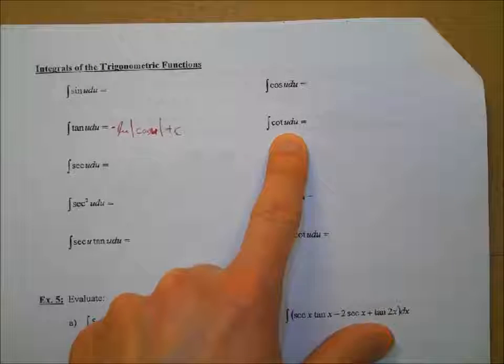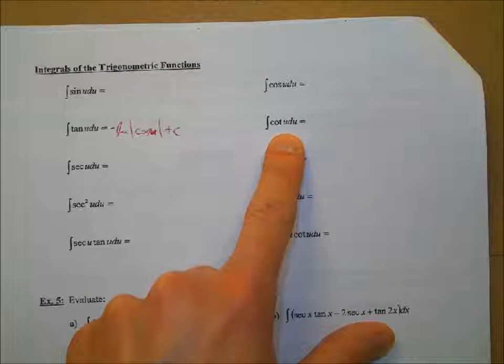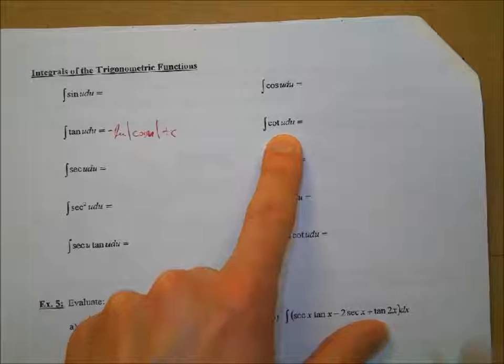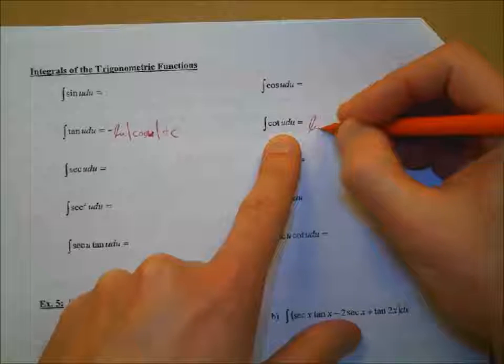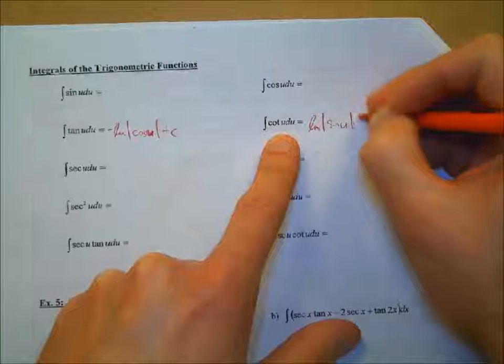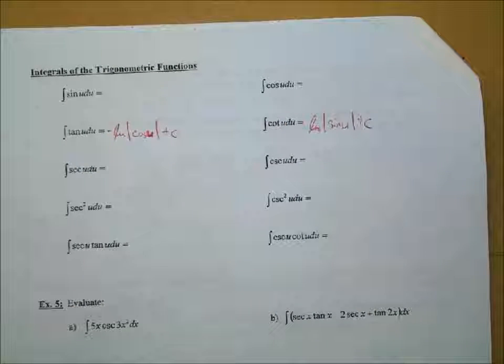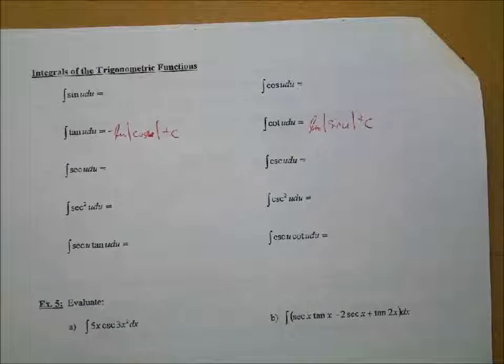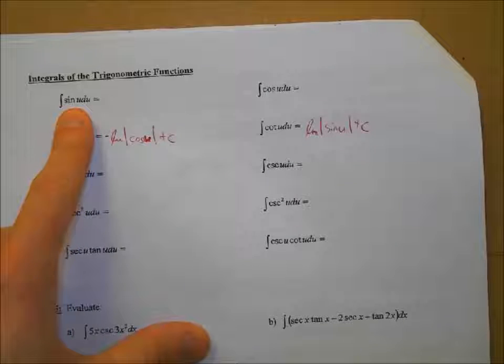Anyone want to take a guess here? What will the integral of cotangent of u du be? So it'll be natural log, no negative in this case, natural log of the absolute value of sine of u plus c. Okay? Cotangent integral is done very similarly to tangent. Remember, cotangent is cosine over sine, so you let u equal sine, and then your du is cosine, and so on and so forth. There won't be a negative in that one.